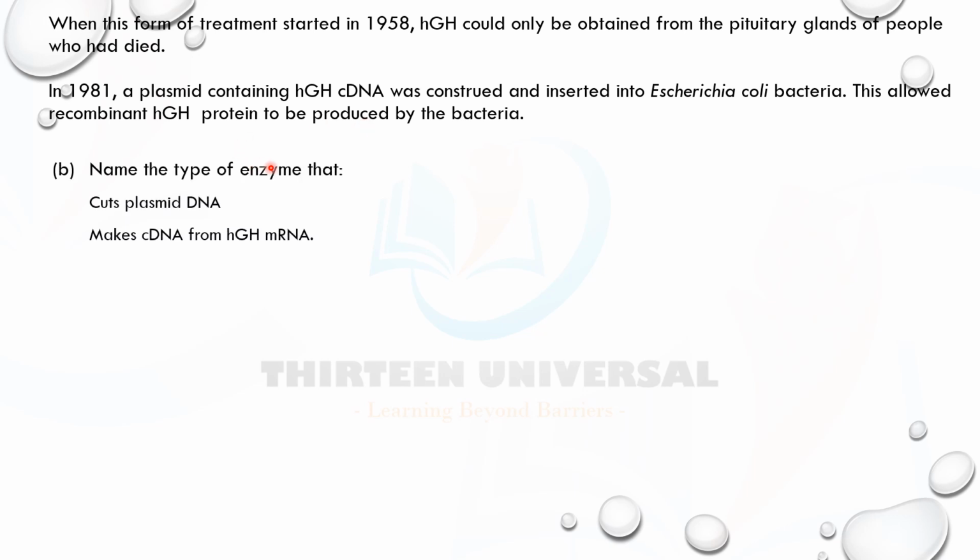Now, name the type of enzyme that cuts plasmid DNA. So what enzyme cuts plasmid DNA? Try to solve it. The one that cuts plasmid DNA is endonuclease, or restriction enzymes. The one that makes cDNA from human growth hormone mRNA, converting mRNA to cDNA, is reverse transcriptase. So restriction enzyme cuts, and reverse transcriptase converts mRNA to cDNA.